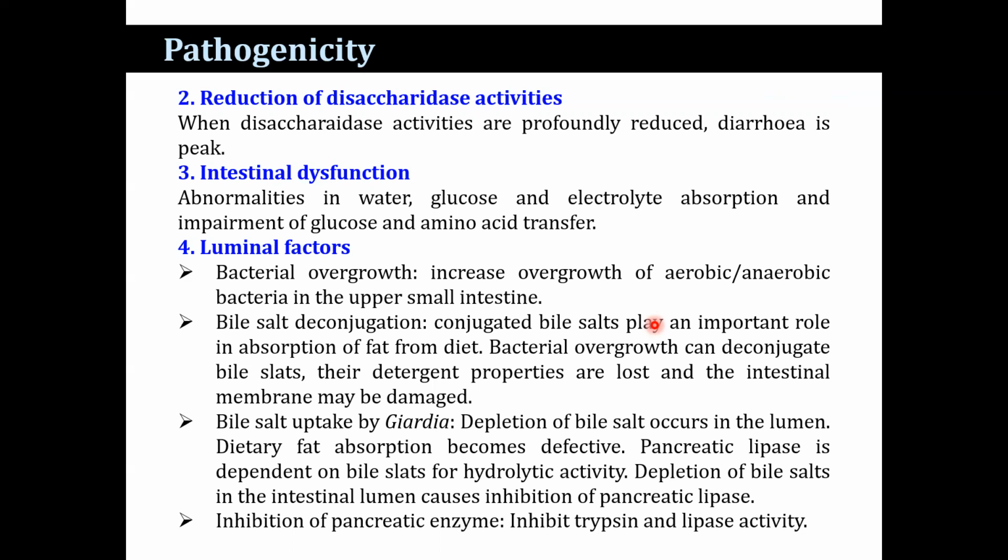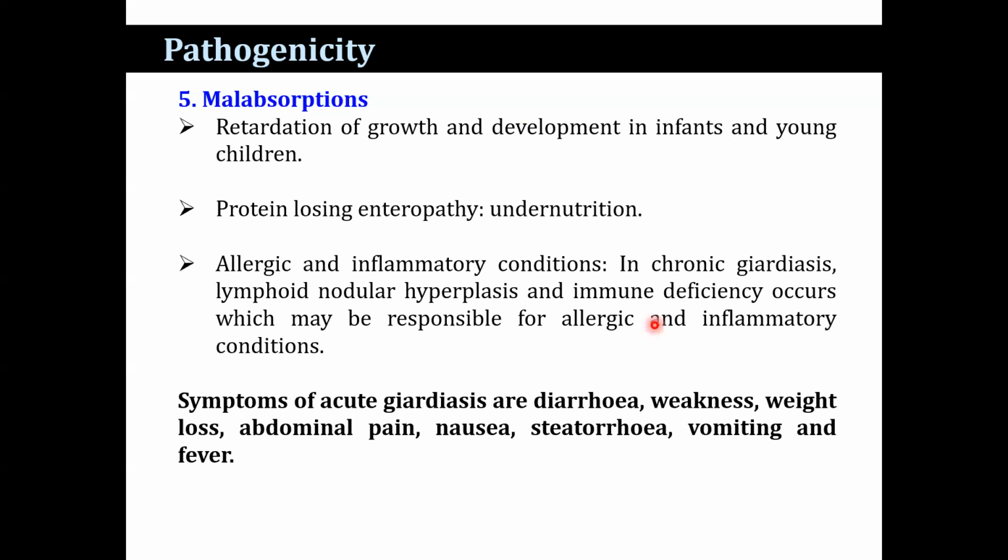And malabsorption is another pathogenic effect caused by Giardia intestinalis, with retardation of growth and development in infants and young children. Protein-losing enteropathy, that is undernutrition. Allergic and inflammatory conditions in chronic giardiasis, lymphoid nodular hyperplasia, and immune deficiency occur, which may be responsible for allergic and inflammatory conditions. And symptoms of acute giardiasis are diarrhea, weakness, weight loss, abdominal pain, nausea, steatorrhea, vomiting, and fever. Those are the common ones.